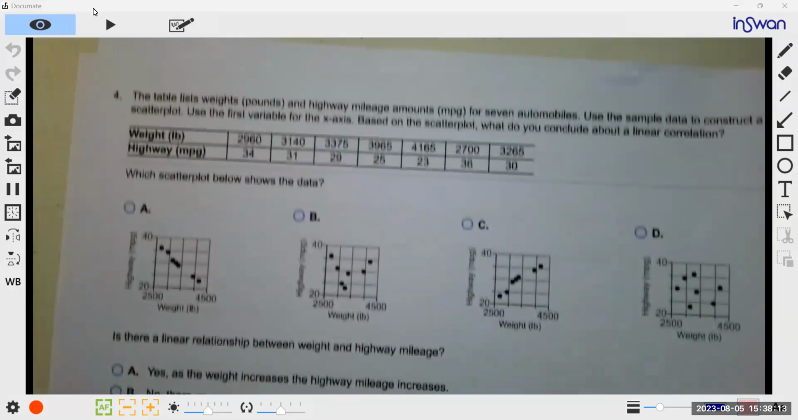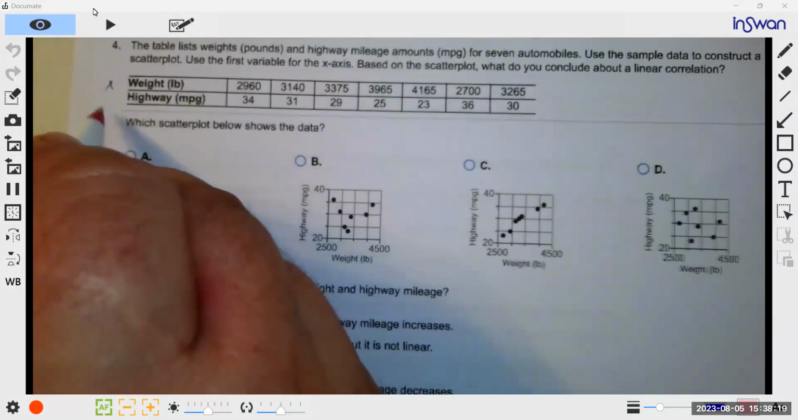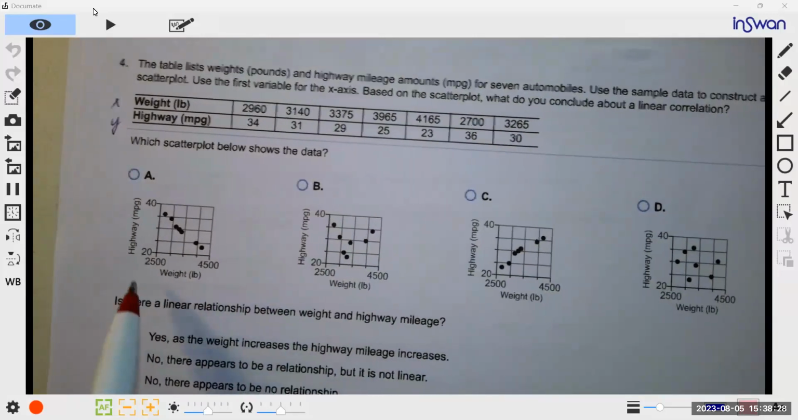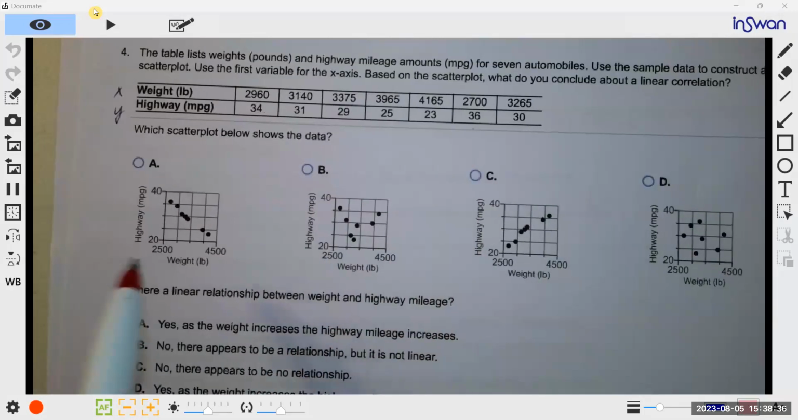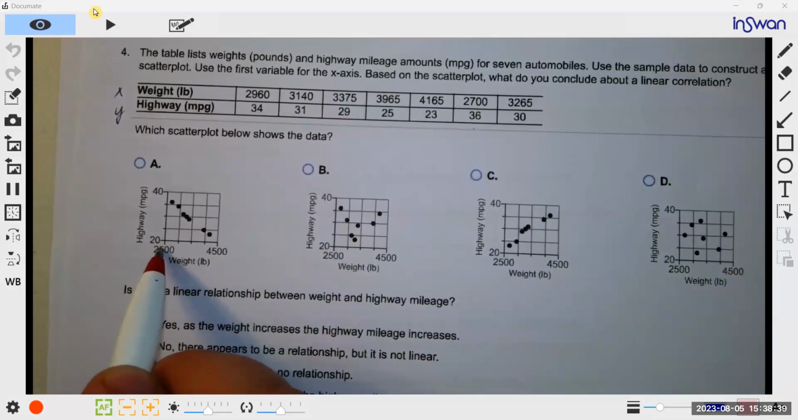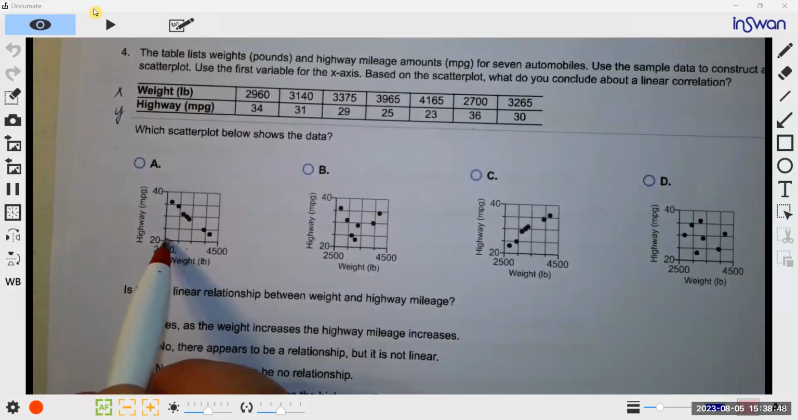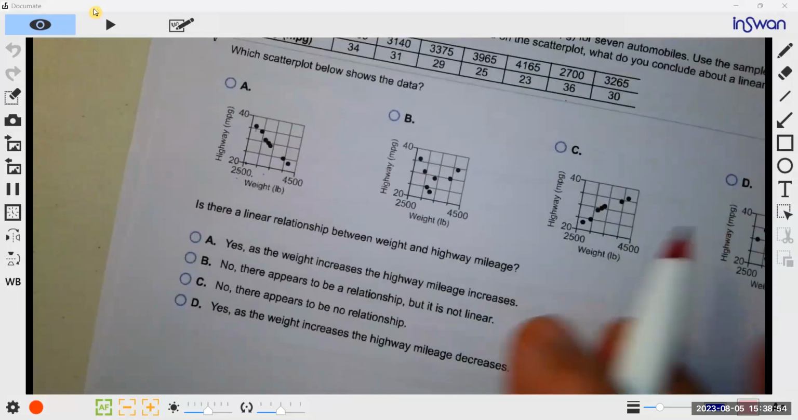All right, and number 4. Same thing here. Here's our data set. This is our x and this is our y. Let's look at the smallest data point we have. This 2,700 is at 36. So the axis goes 25, 30, 35, 40, 45. At 27, right here, we go up to 36. That's good. 27 goes to 36.